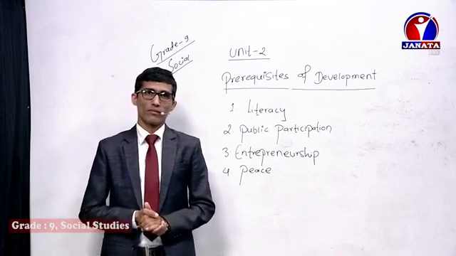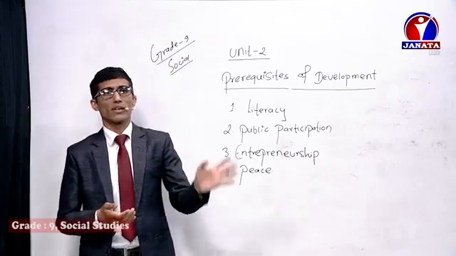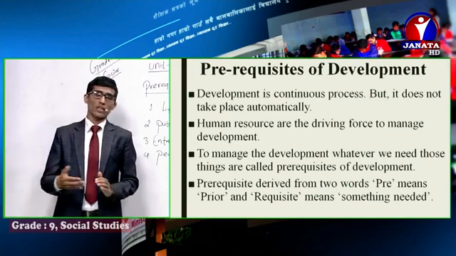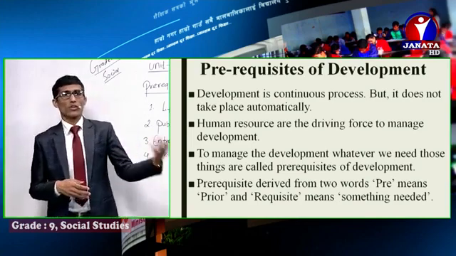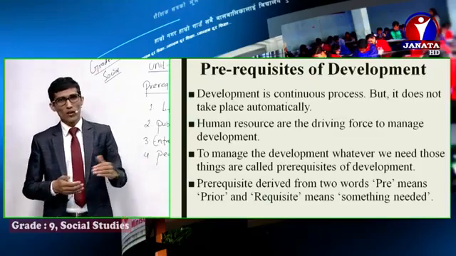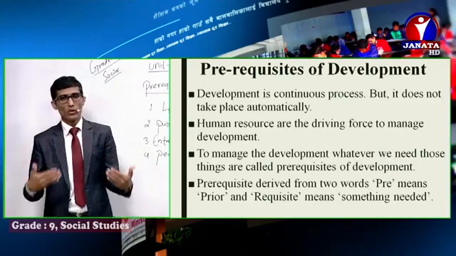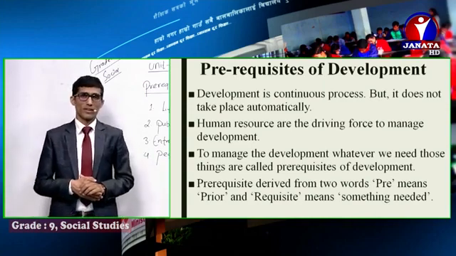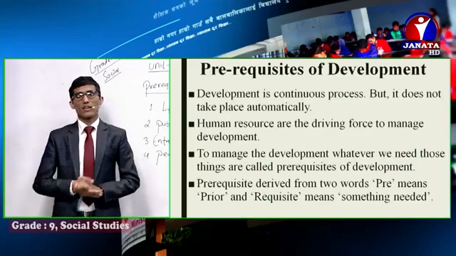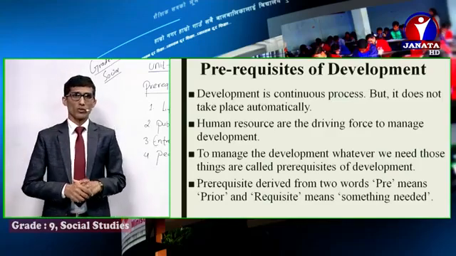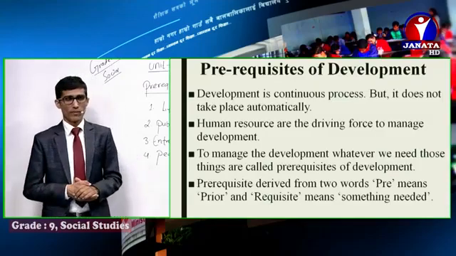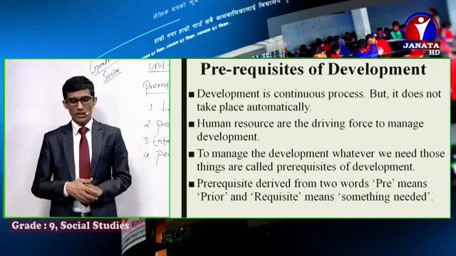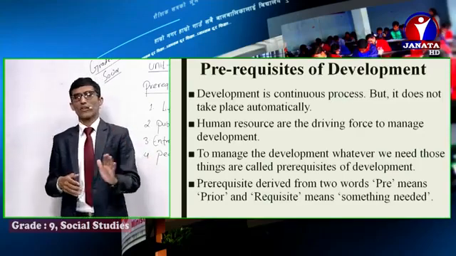We already know that development is a continuous process. It is going on. But continuous process does not mean that development takes place automatically. No, that is not so. Development won't be there automatically. The human, or we, the people, should conduct the development. We need to go for it and manage it. So development is a continuous process, no doubt, but it does not mean that it will be there in the society automatically. That is the very first thing we need to remember.